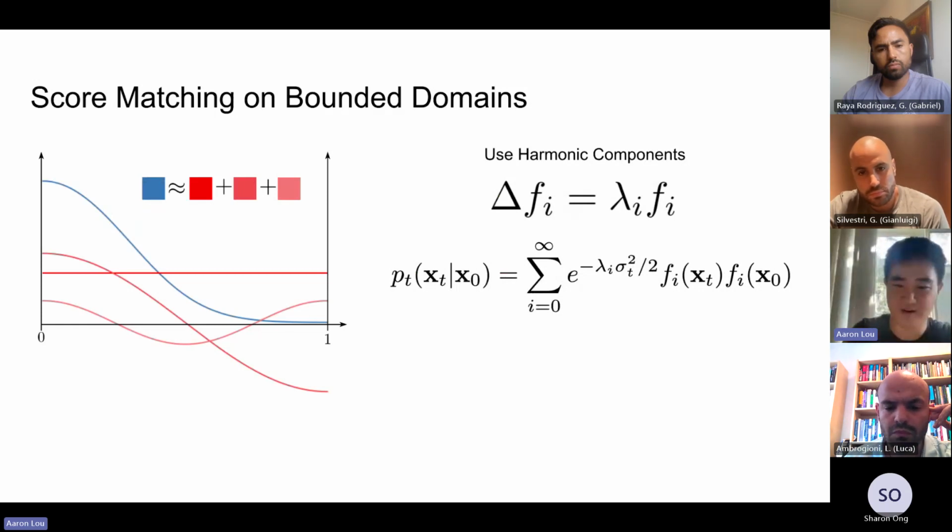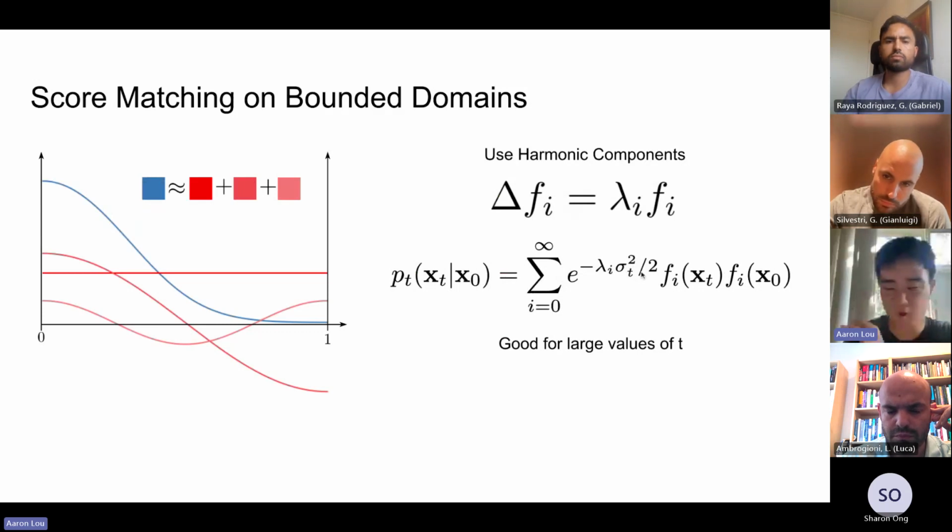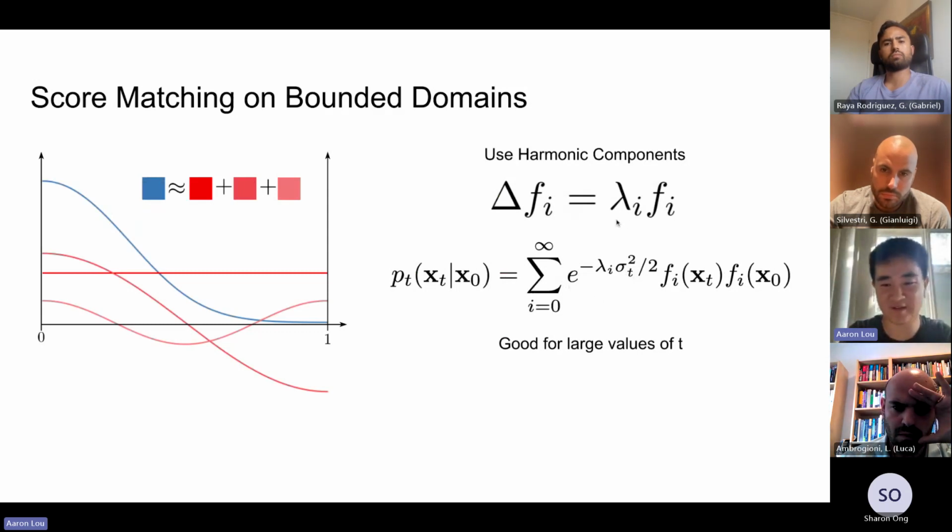But the key insight for this other way of computing the transition kernel is that if we take a large value of t, then sigma will be very large. So this e to the power of negative lambda_i sigma will go to 0 very quickly. As such, we only need to take a couple of these eigenfunctions, and the summation gets truncated very fast if we have a large value of t.